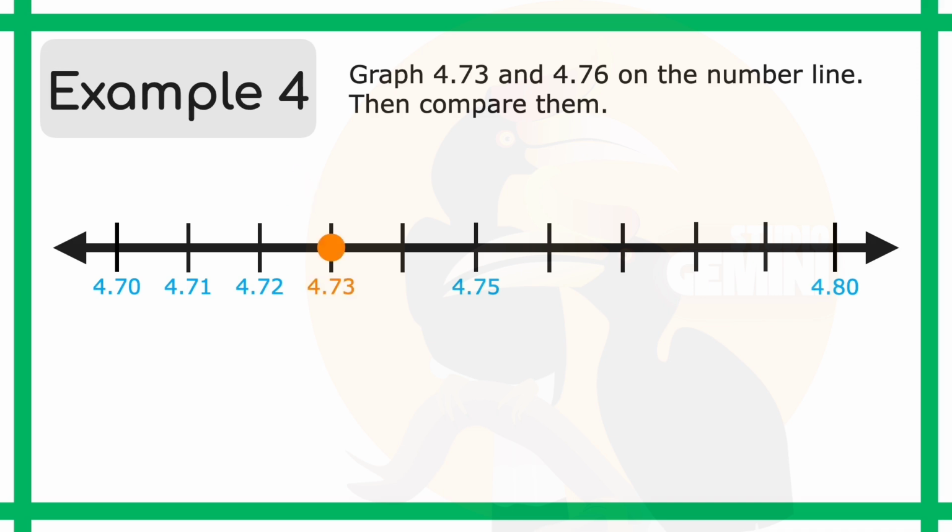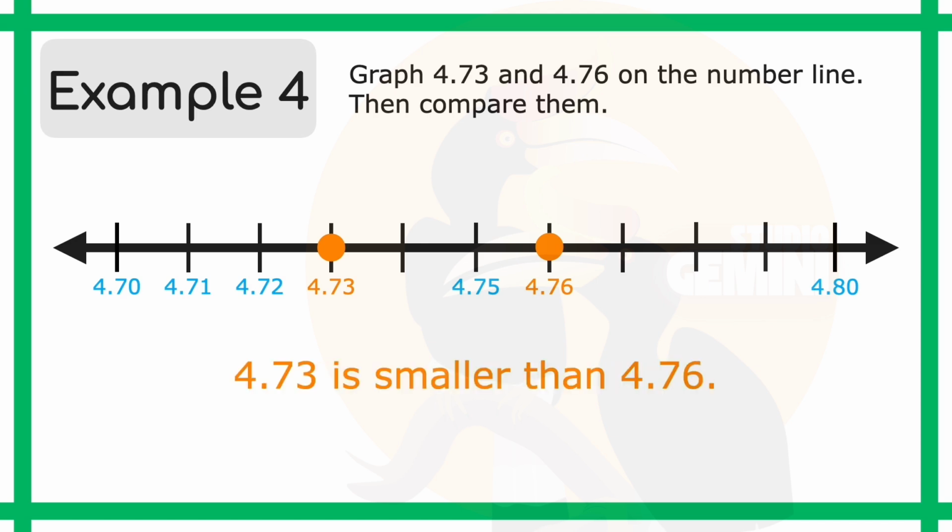Perfect. Now let's graph our second point, 4.76. This time, we can begin at the number labeled 4.75. If we move forward once by 1/100th, we reach 4.76. Great, we've graphed the 2 points that we need for this problem. Now let's compare them. We can see on the number line that 4.73 is to the left of 4.76. So this means that 4.73 is smaller than 4.76.